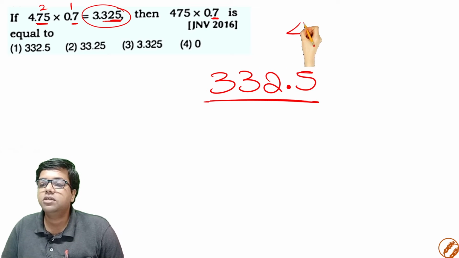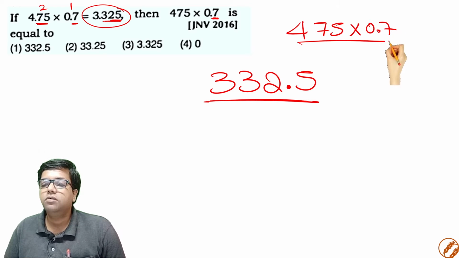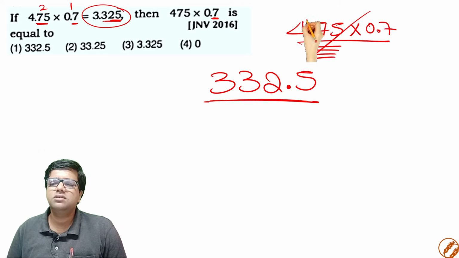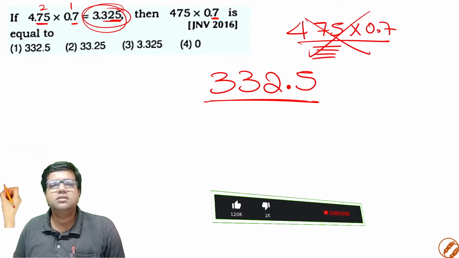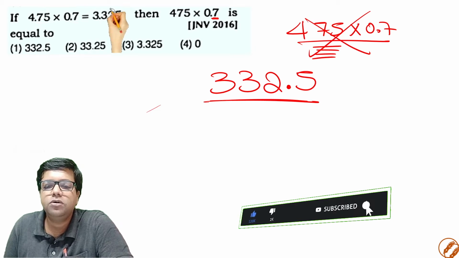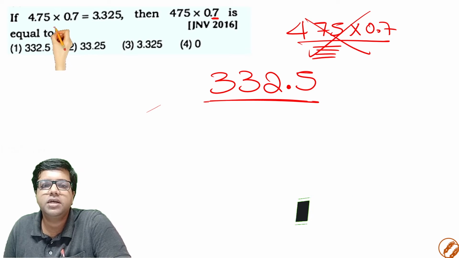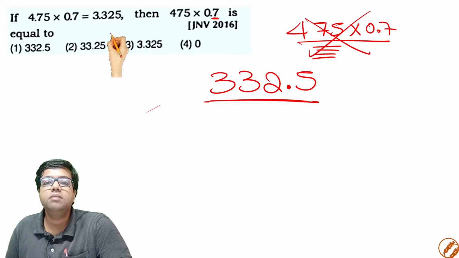Many of you will do this one, 475 into 0.5. You keep on multiplying them. This is not required. The answer is already given to us. The only thing is, you need to know how to keep a decimal point when the multiplication is done with decimals. The understanding of that logic is very important here.